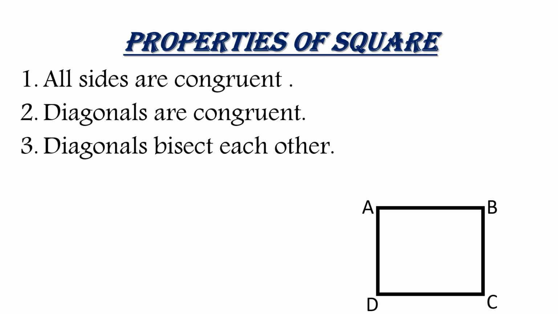Diagonals bisect each other. Here diagonal AC and diagonal BD intersect each other at point O. Here seg OA and seg OC are congruent. Seg OB and seg OD are congruent. It means diagonals bisect each other.